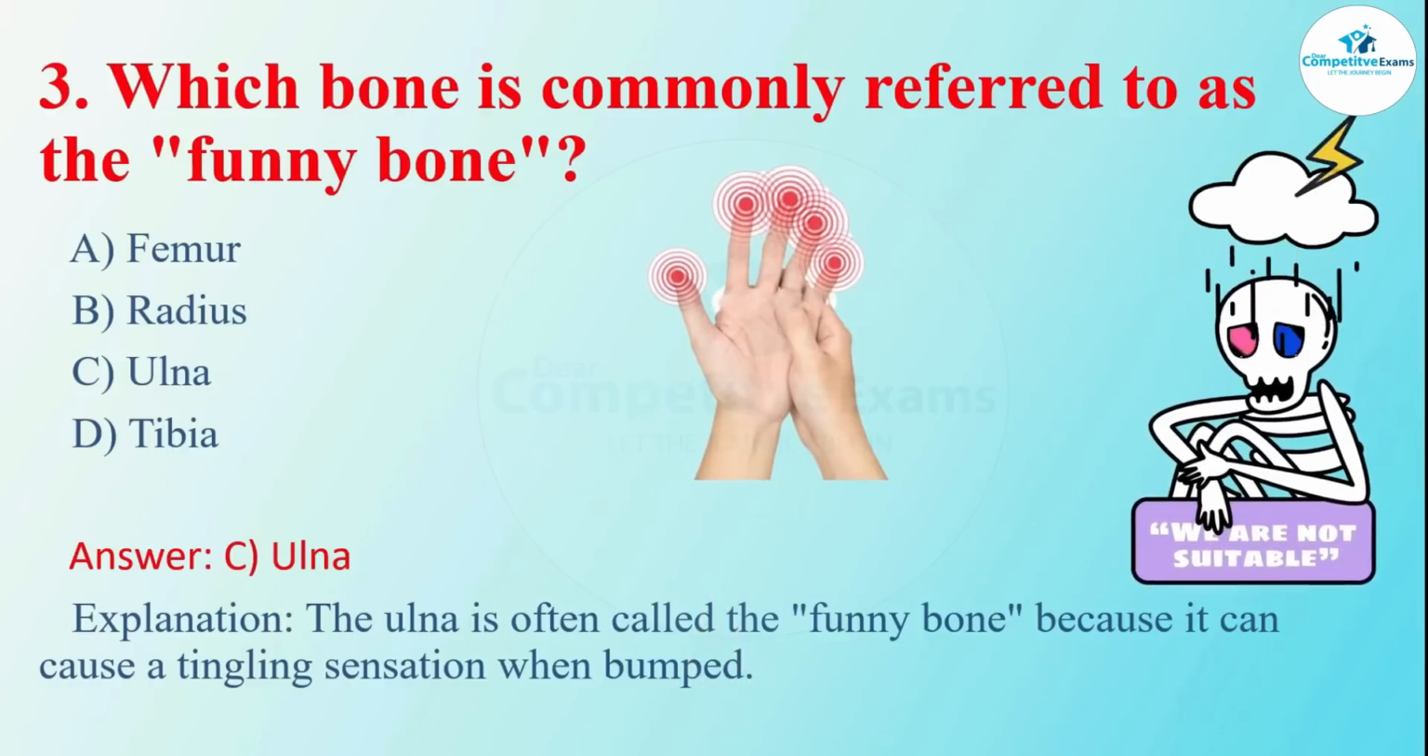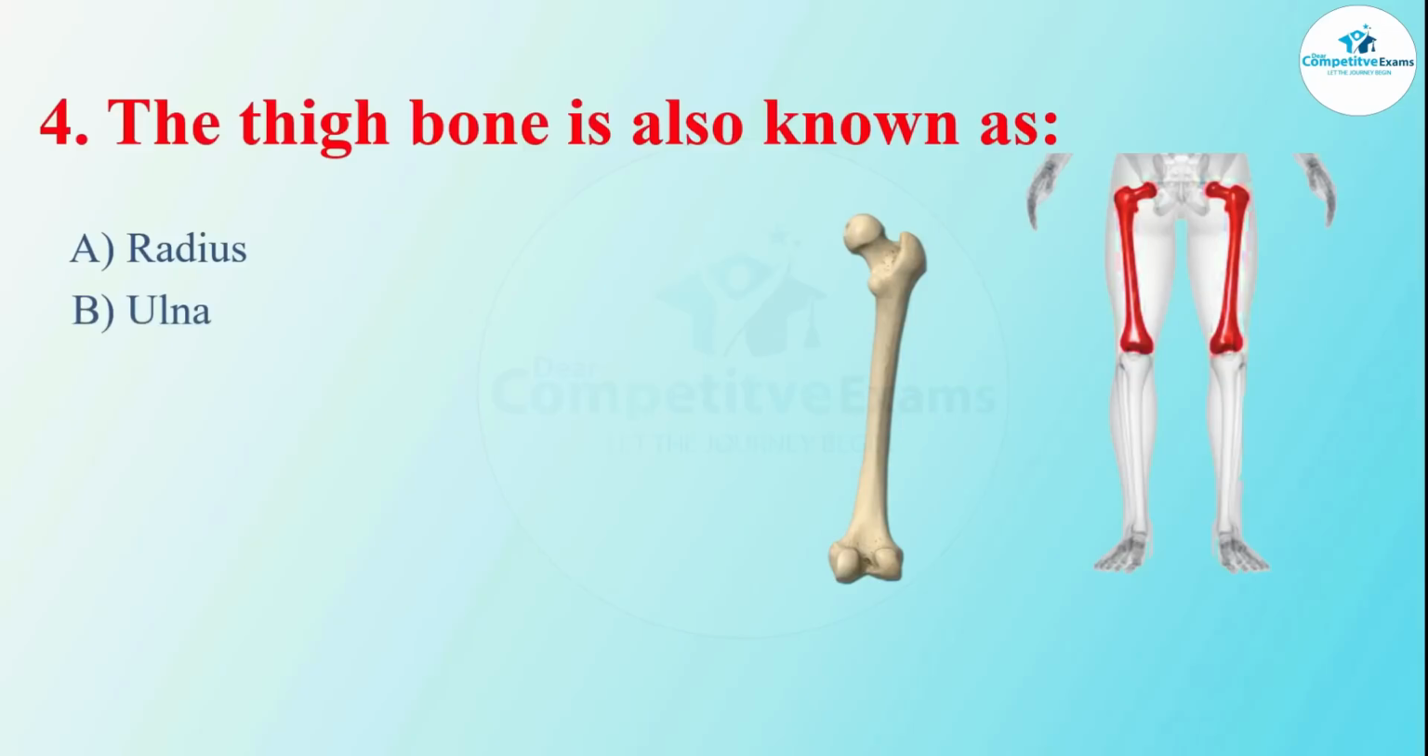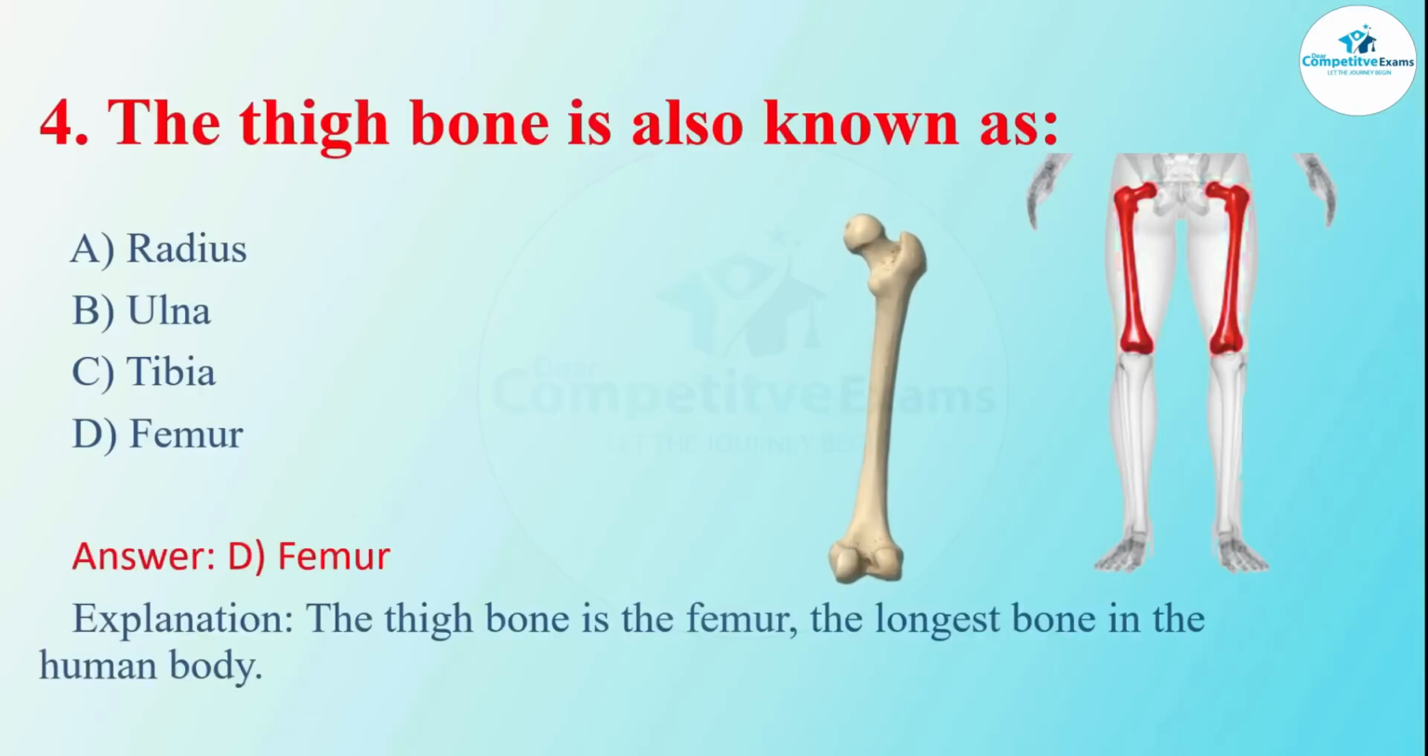Let's move on to question number 4. The thigh bone is also known as? So what is the other name of the thigh bone? Answers are radius, ulna, tibia, or femur. The correct answer is femur. The thigh bone is the femur, the longest bone in the human body.